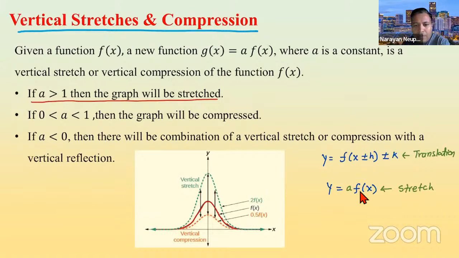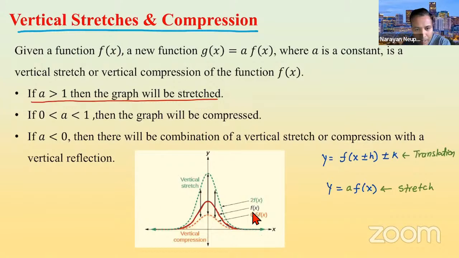Similarly, if we multiply this function by a positive number less than 1, see, in the second condition, a number between 0 and 1 means a positive number, like 0.2, 0.3, and so on. If we multiply by a positive number between 0 and 1, the graph will be compressed. It will be shorter.